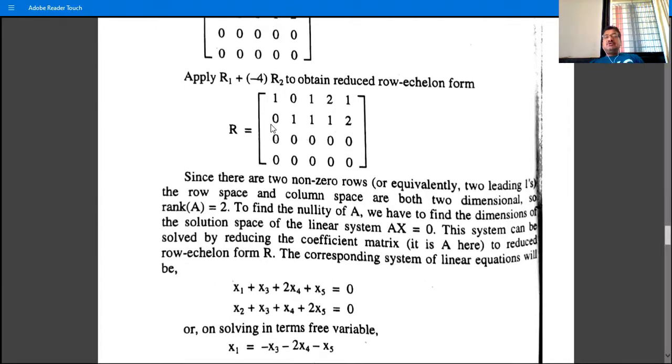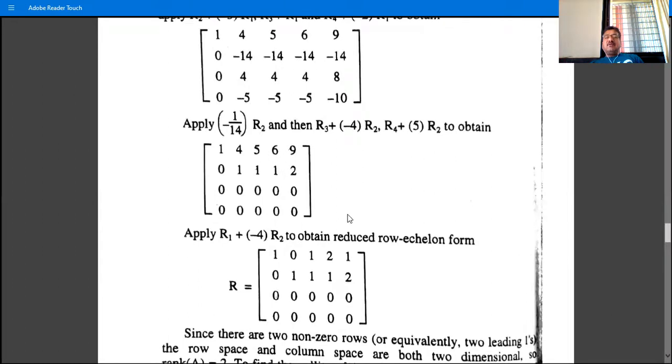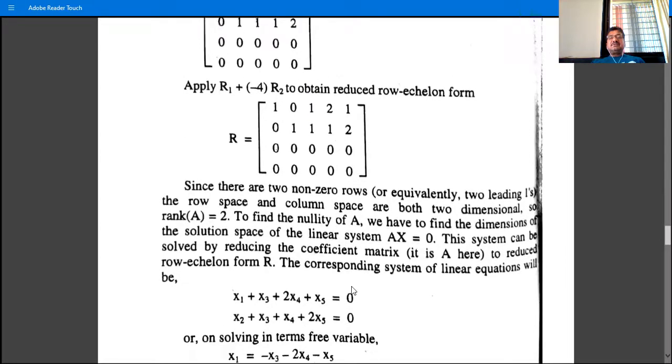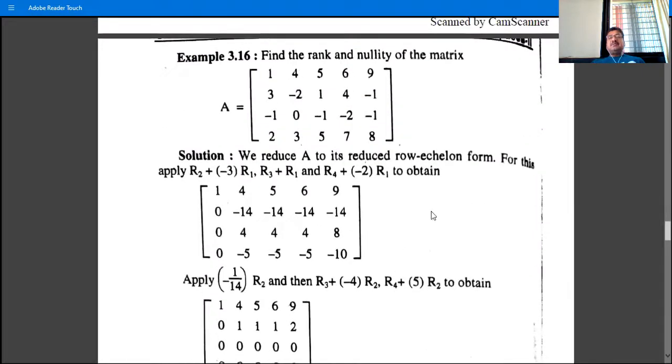There are two non-zero rows in the row echelon form or reduced row echelon form, and therefore the rank of the matrix is 2. Because what is the basis for row space of the matrix? Form this row as one element and this row as the second element, and the set containing these two elements is the basis for row space of the matrix A. Therefore the rank of A is 2.